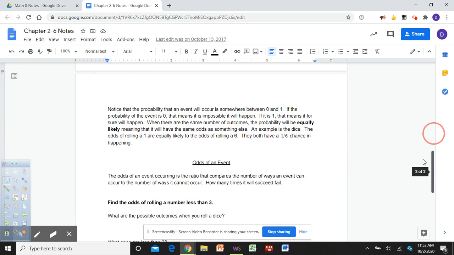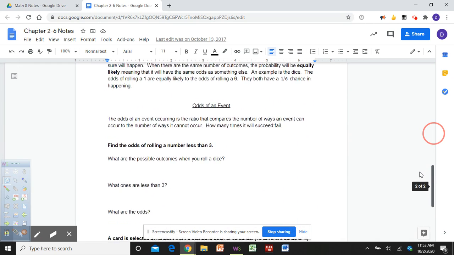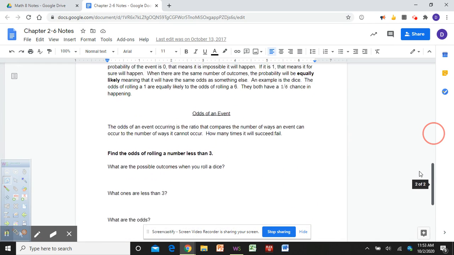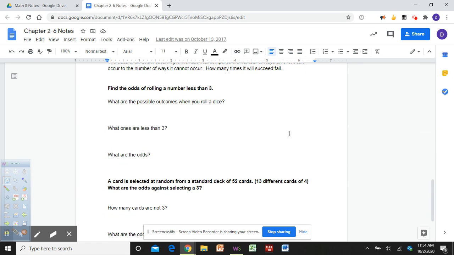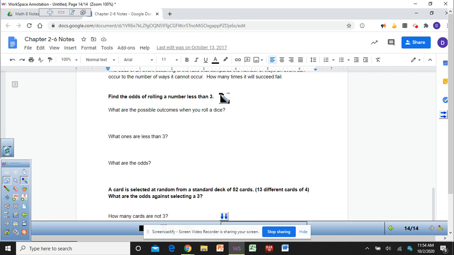Now, like I said, odds are a little different. Odds is the total that you want versus the total you don't want, and that's written as a ratio, not a fraction. So what that means is find the odds of rolling a dice with less than 3 numbers. So we just talked about a dice has 6 sides, 1, 2, 3, 4, 5, 6. So what are the odds? There are 2 that are less than 3, and there are 4 that are more than 3, or 3.